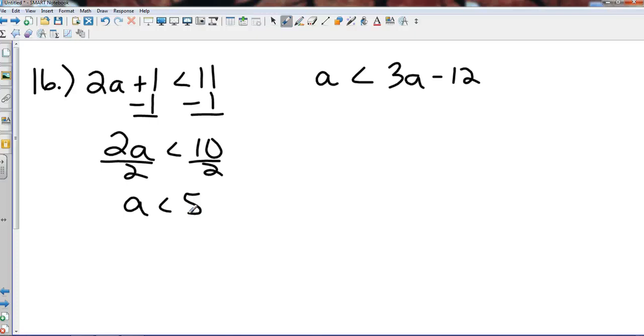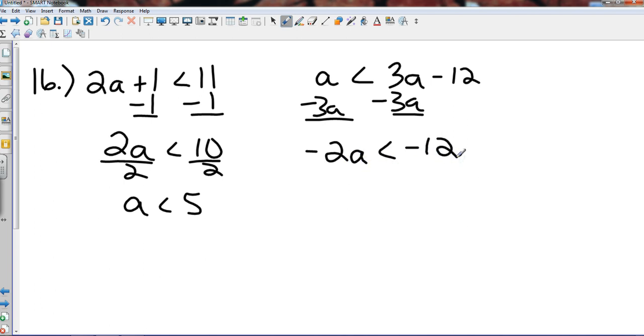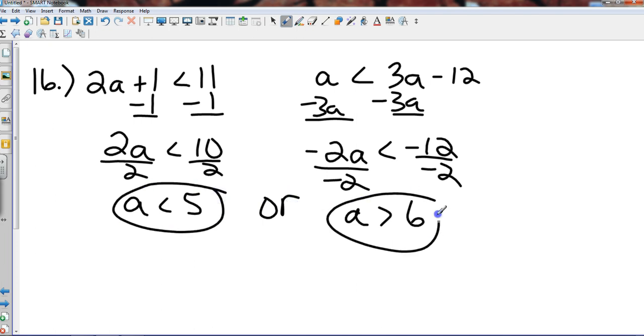I want to keep A's on the left, so I'm going to move the 3A by subtracting it. And what's 1A minus 3A? Negative 2A. And then I'm going to divide both sides by negative 2 and flip the sign. So that gives me A is greater than 6. And this was an OR, so both of those will be valid.